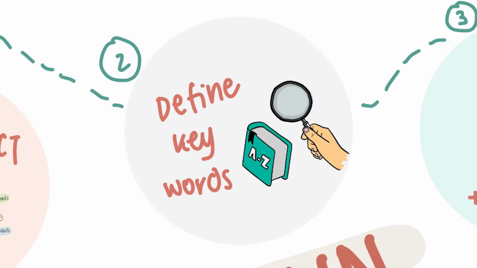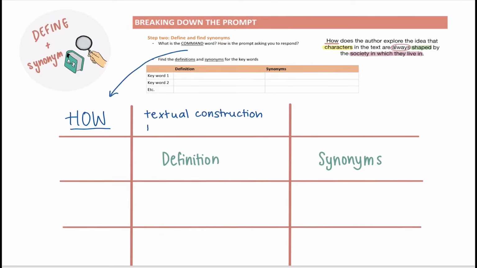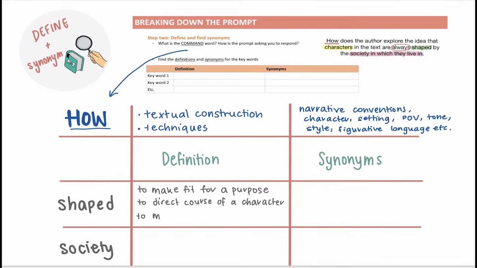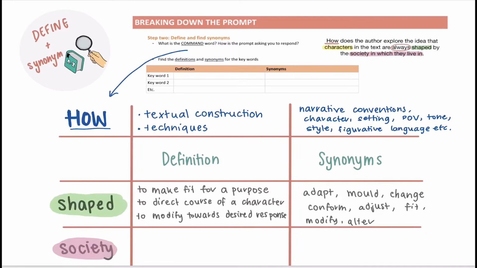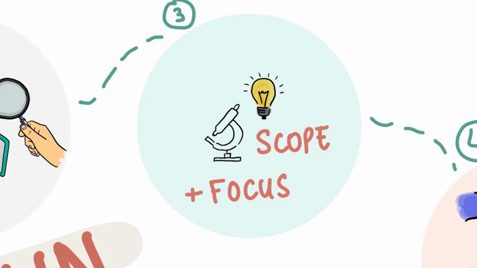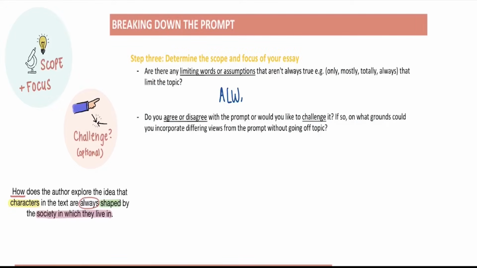Next up, you want to define and find synonyms for your key words. First, figure out what your command word is asking you to do. In this case, it's asking me how. This refers to textual construction. Then you want to find the definitions and synonyms. It's important to carefully select these definitions and synonyms to ensure that they have the same meaning as the original word. This is important because it allows your essay to stay on topic while not sounding repetitive with the overuse of the keywords.